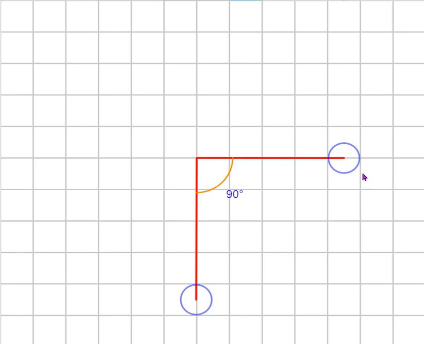So just remember that a square will have 4 right angles. A rectangle will have 4 right angles. A triangle can have right angles, but doesn't necessarily have to.